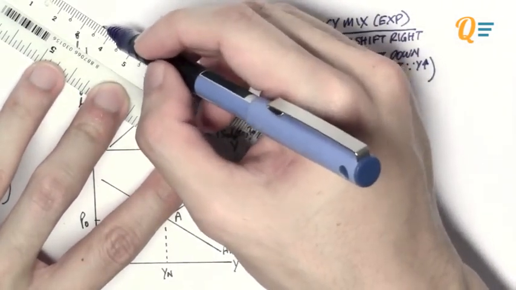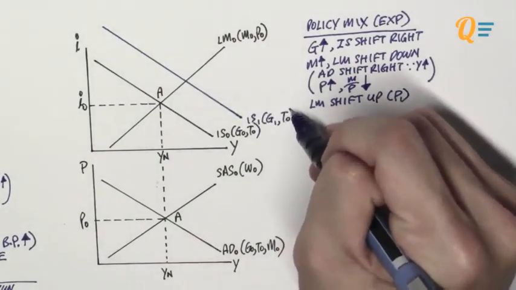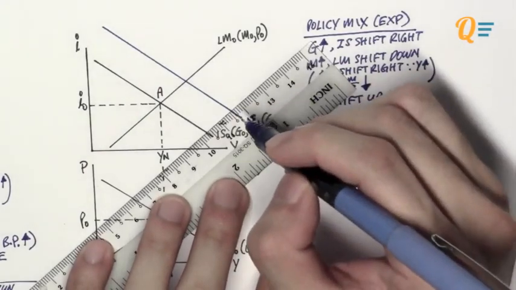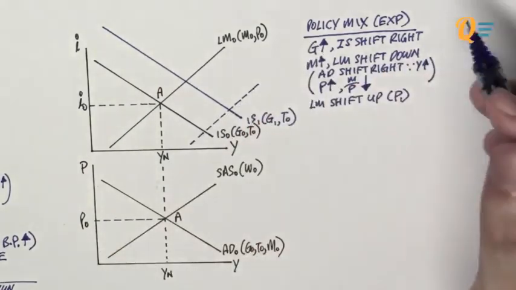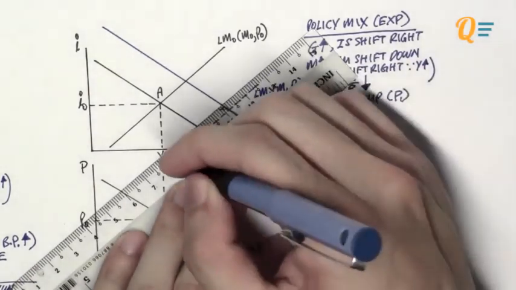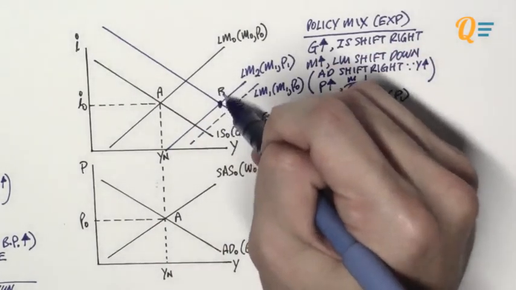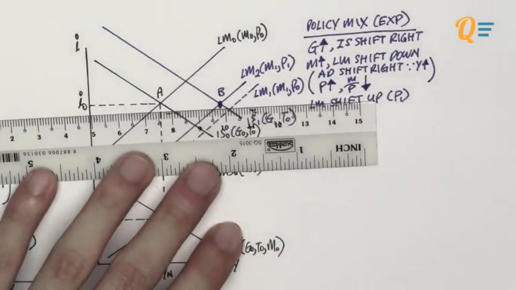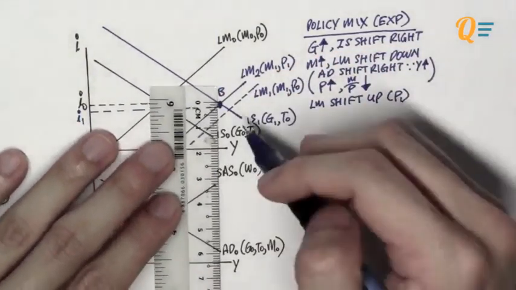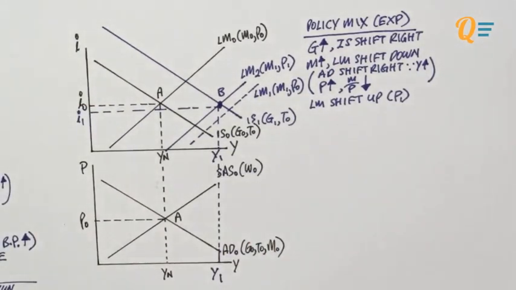Okay, so my IS curve is going to shift right over here, and we're going to call this IS1, reflecting the new level of government spending. And now you're going to shift the LM curve down, pretty far down, and this is going to be LM1 to reflect the new money supply. And you're going to shift the LM curve up a little bit to reflect the new nominal money supply and the new price level. So we have point B as the short run equilibrium in the IS-LM model, which gives us a higher level of output at Y1.